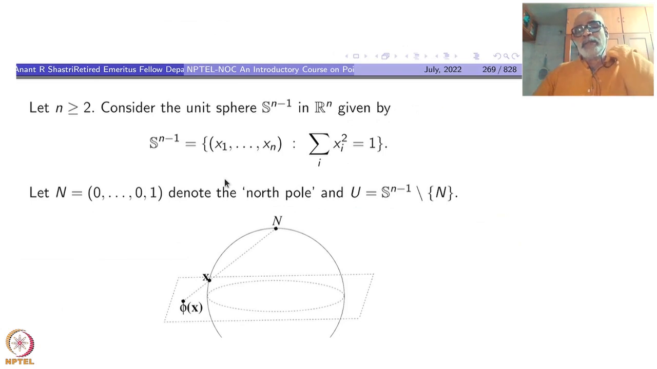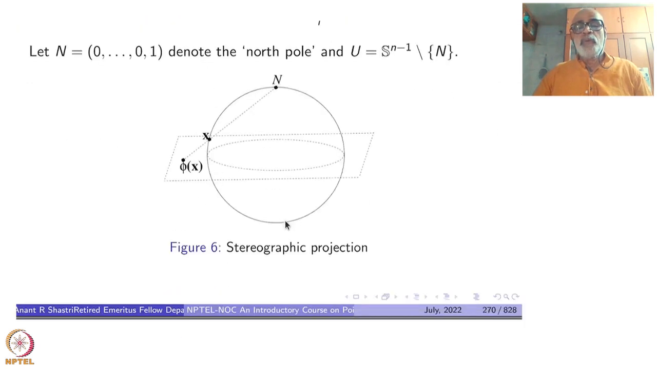Recall some notation here. S^(n-1) is the unit sphere, the sum of x_i squared equal to 1, and N is the north pole, and U is the complement of the singleton N. Geometrically, look at this north pole and take any point other than the north pole, that is a point of U. This just means that this line segment extended to whatever extent you want will hit the R^(n-1) cross 0 plane, the nth coordinate being 0.